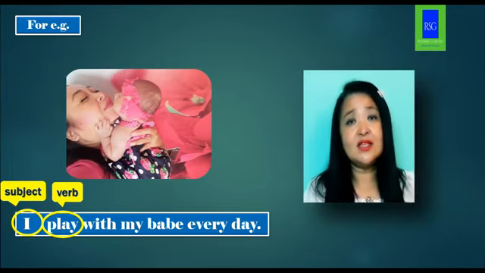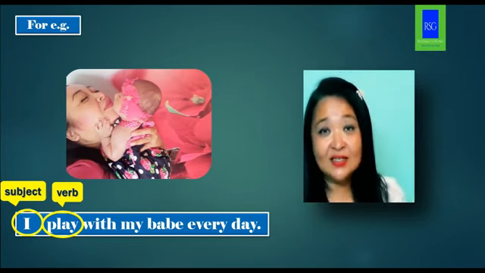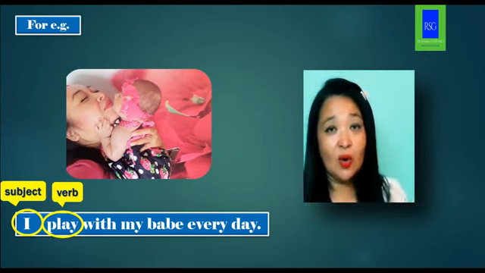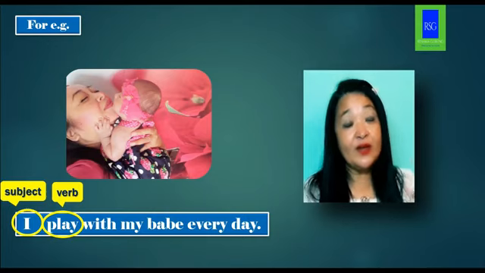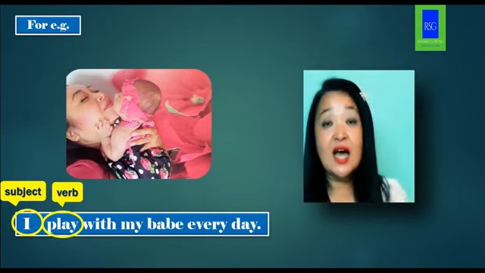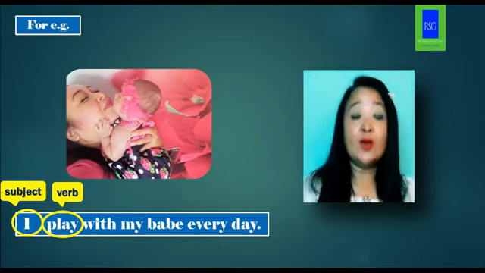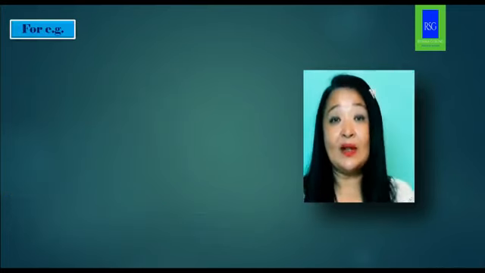If I say, instead of this, I plays with my baby every day, does it go? It sounds very funny, isn't it? That's why whenever you are using the subject I, you have to use the verb without s: I play with my baby every day. Now look at the second example.